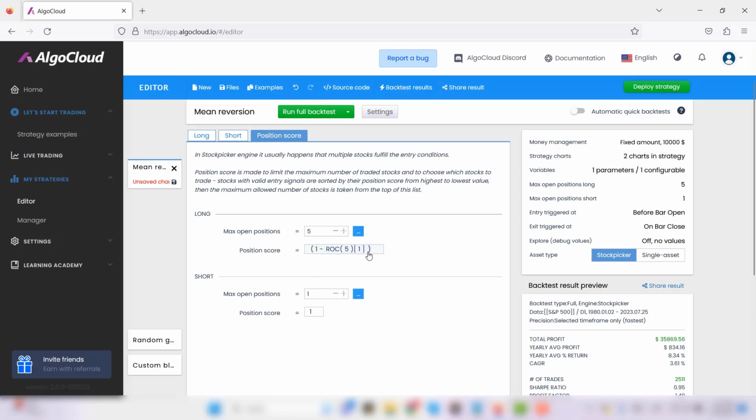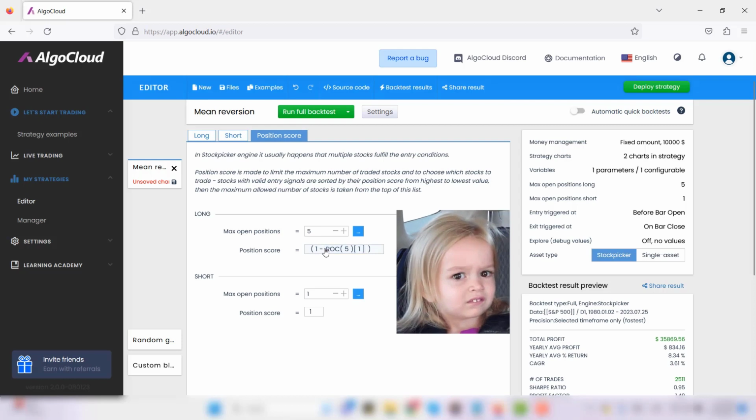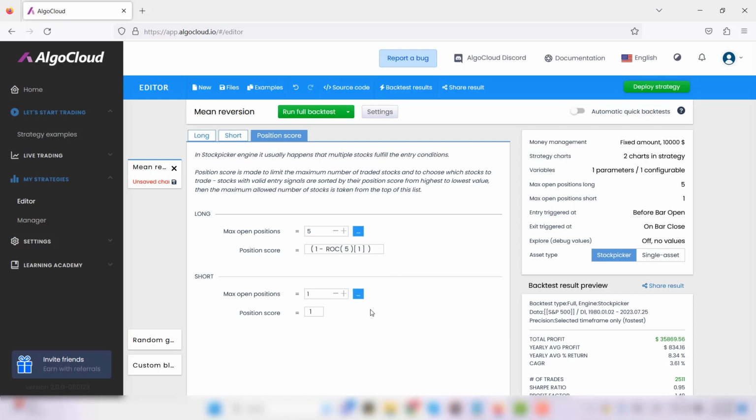And why? Because let's say the stock with the biggest drop has an ROC of -50. In that case, it would logically be ranked very low in our rankings, right? So we will use the simple mathematical formula 1 minus ROC, where 1 minus -50 equals 51. This gives us exactly what we need: the stock with the biggest drop.